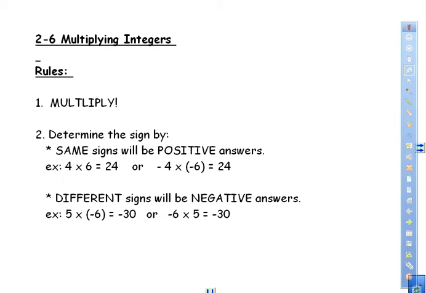All right, the first thing that we're going to have to make certain we do is to multiply. That's all you simply do. That's the first thing you do, is multiply the numbers. Don't worry about the signs, just multiply the numbers together. For example, when we have 4 times 6, 24. Or if we have a negative 4 times a negative 6, we simply don't worry about the signs and just multiply the numbers.